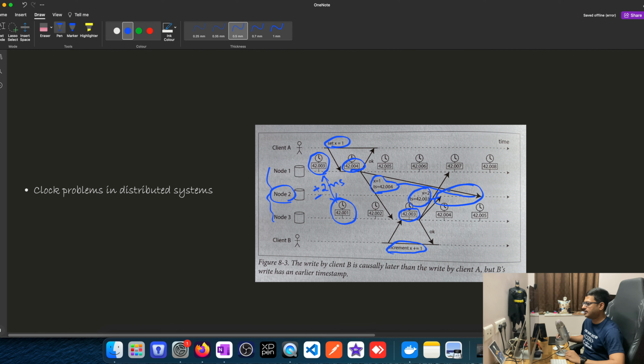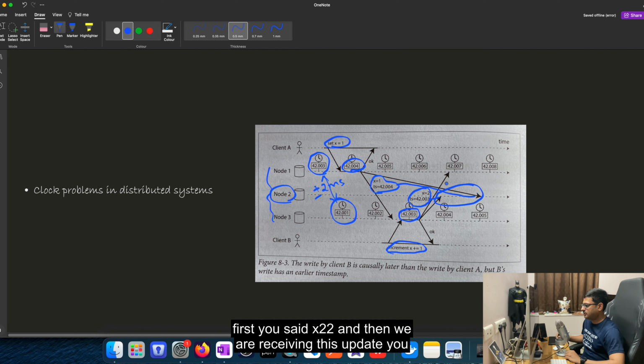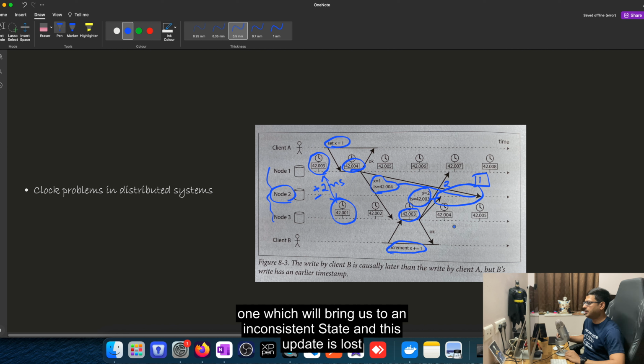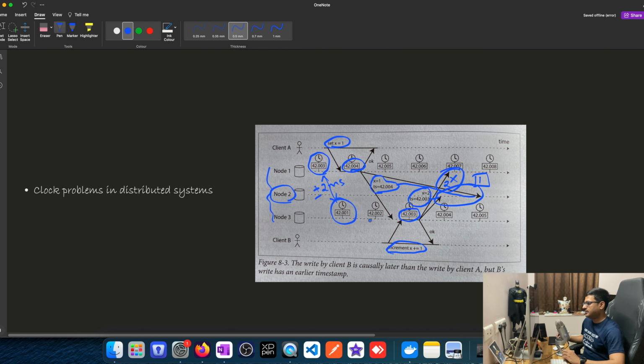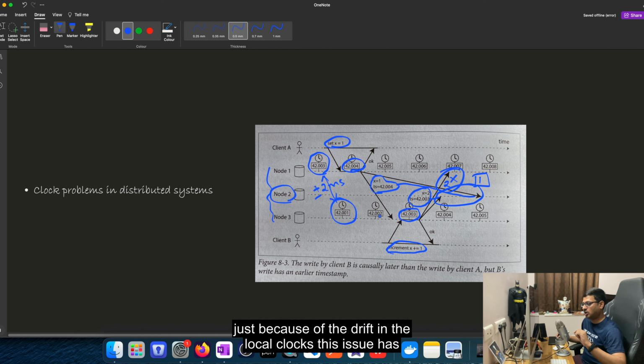It is showing that first you set x to 2, and then we are receiving this update, you set x to 1. So the final update from node 2's point of view will be 1, which will bring us to an inconsistent state, and this update is lost. Just because of the drift in the local clocks, this issue has happened. The write by client B is actually later than the write by client A, but B has an earlier timestamp. Because of this, there is misbehavior in the system.